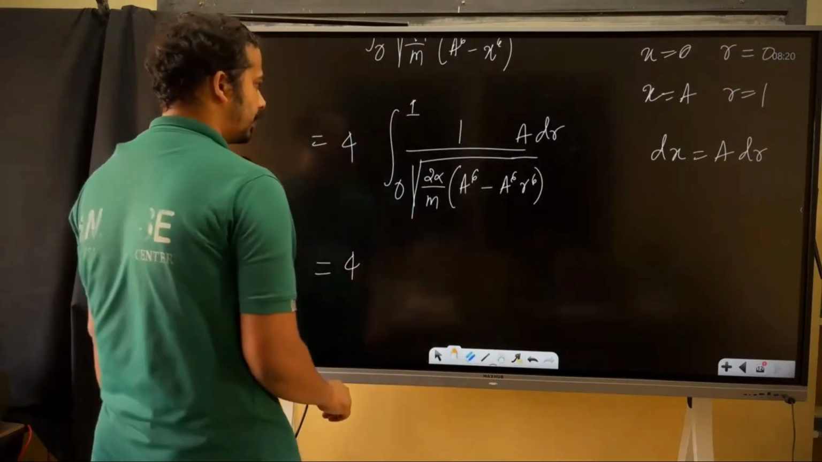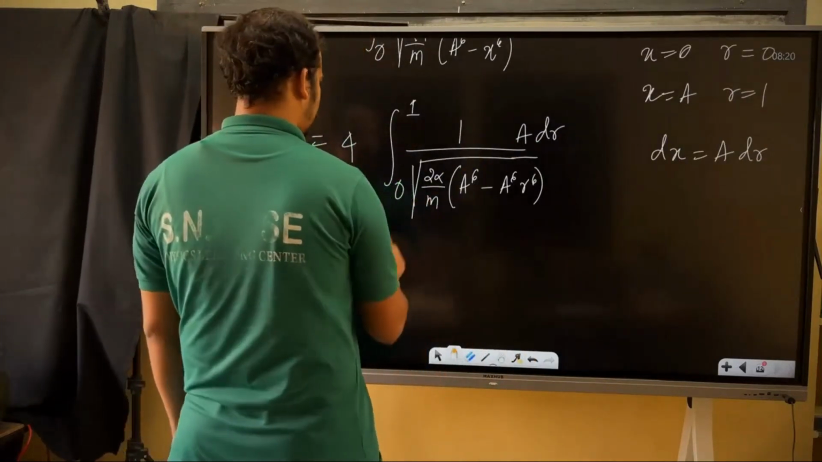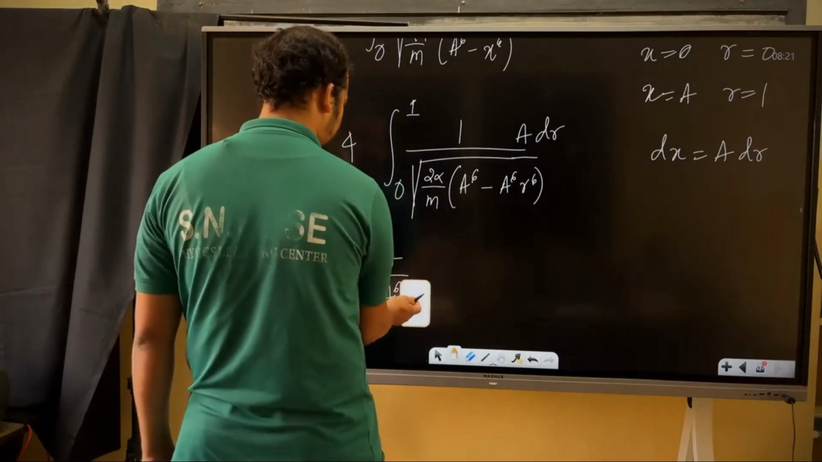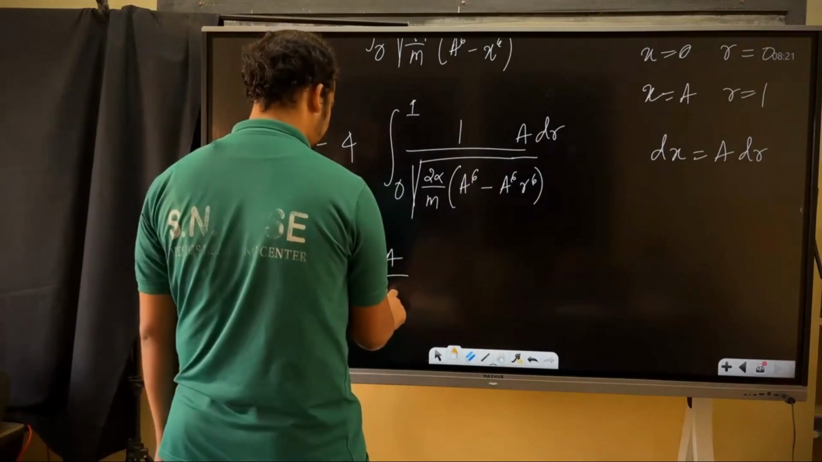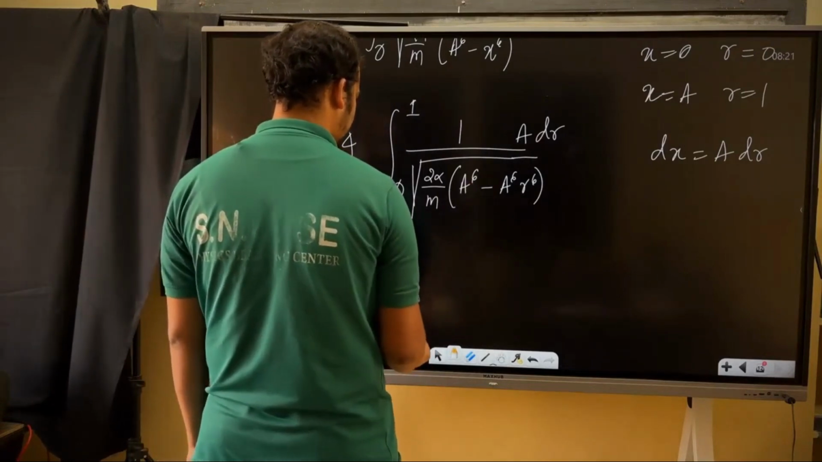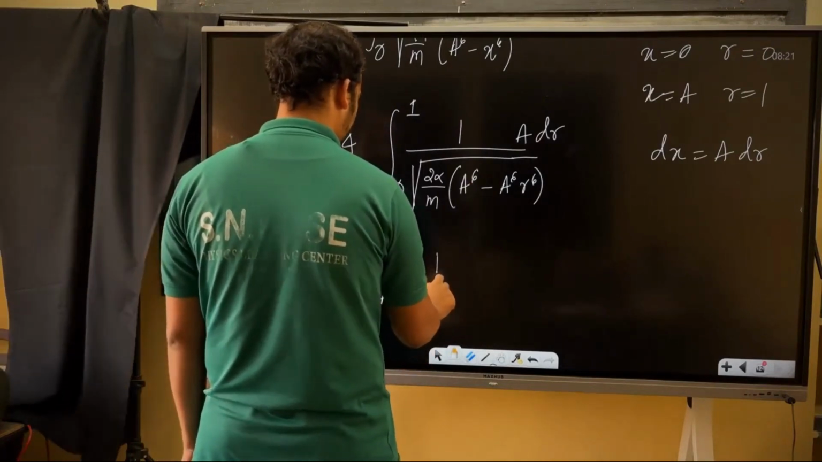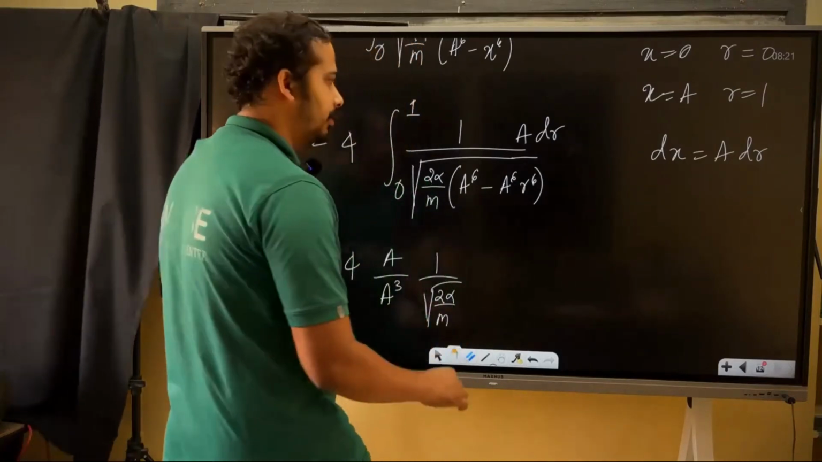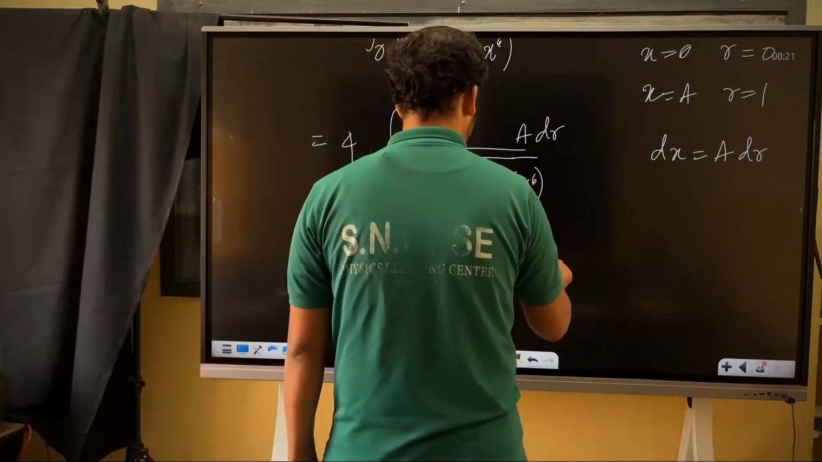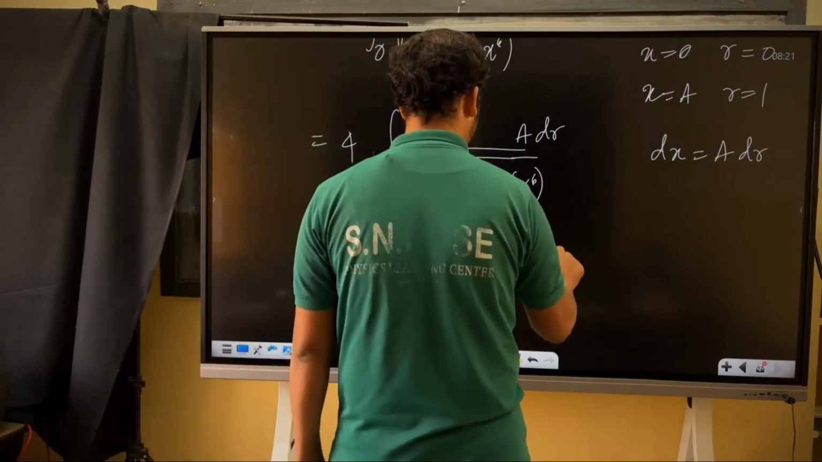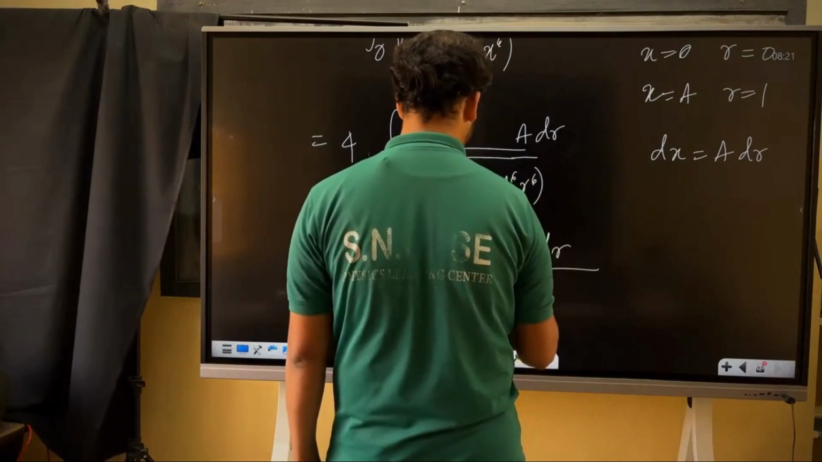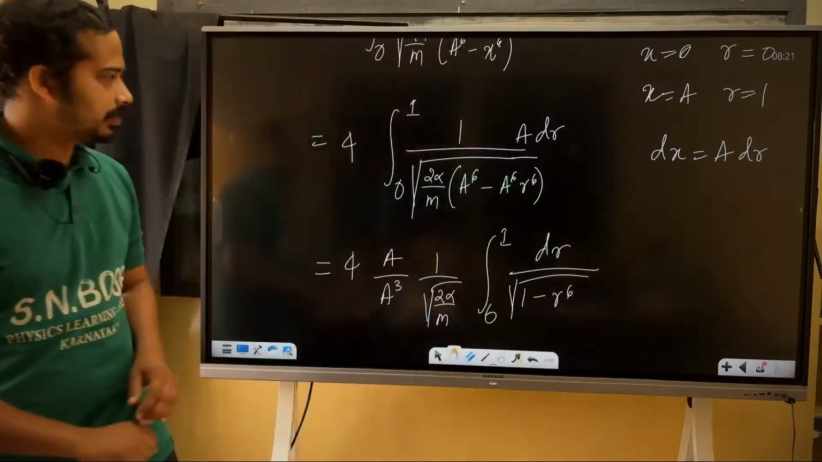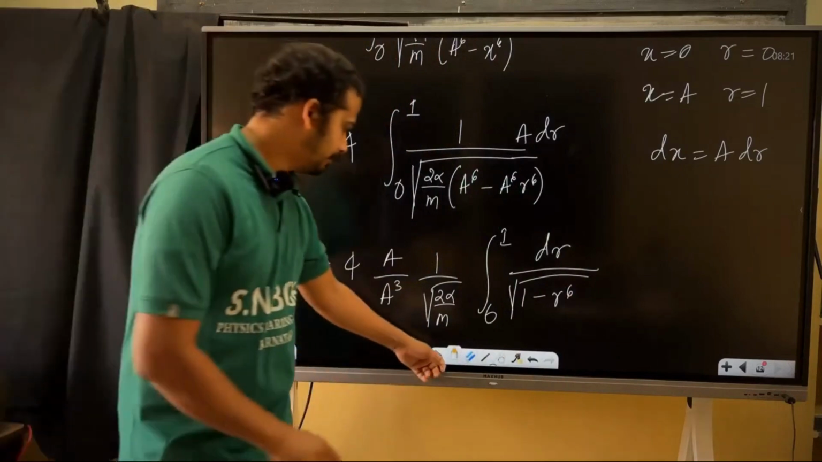Now a comes outside. a raised to 6 under root, am I right? a cube comes outside. 1 by root of 2 alpha by m comes outside. Look into this one, 0 to 1 dr, 1 minus r power 6 under root. Whatever the integral is, it's not depending on energy or a or anything. Is that right? Any mistakes? Check this out.